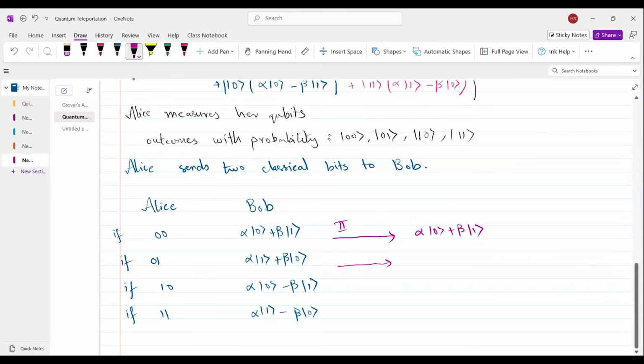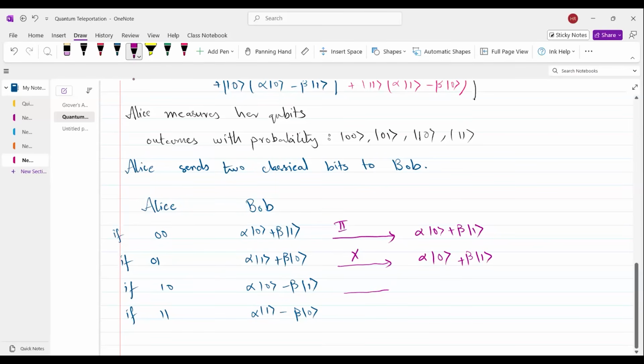And in a similar way, if Bob receives 0 1, that means that he needs to apply the X operator, which is the NOT operator. So he applies the NOT operator on his qubit and he flips the qubit. So he will get alpha 0 plus beta 1.